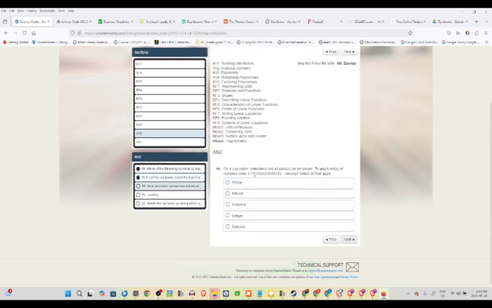Now, on a calculator, sometimes not all values can be shown. To which sets of numbers does this belong with these 3 dots? So if a calculator chops it off before you go to the end, this is irrational. It can't be whole. There's non-zero digits after the decimal. Natural would be wholes from 1 up. Integer, again, all 3 of those, A, B, and D, are eliminated by the decimals. And if this were rational, there'd be some kind of repeating pattern or the decimal would terminate, neither of which is applied.